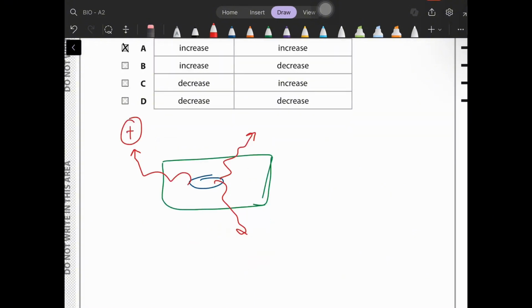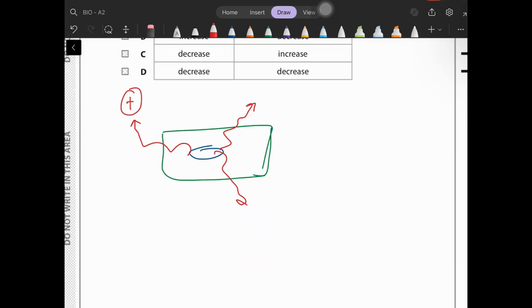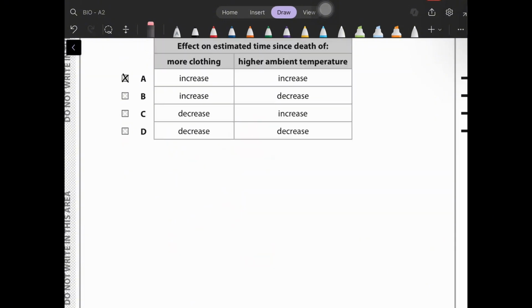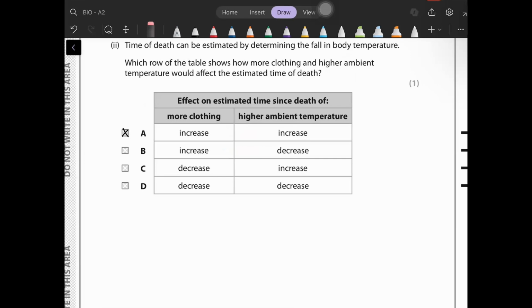You have to know that energy dissipates or distributes from an area that is higher to an area that is lower, right? However, if the temperature outside is higher as well, then the heat would get to the surroundings less quickly. So yes, I have chosen A for this.